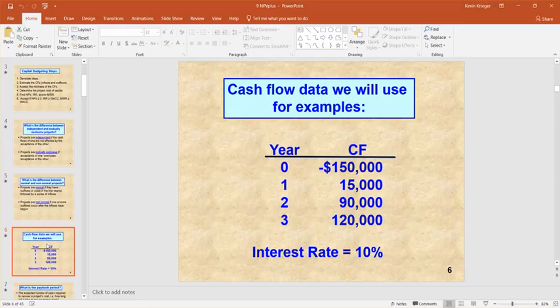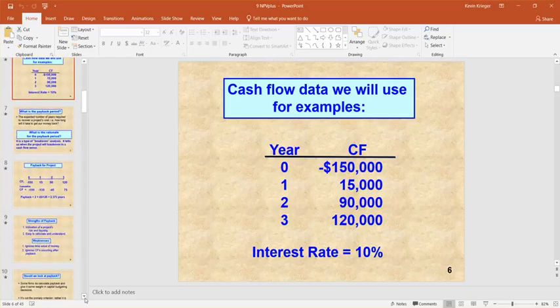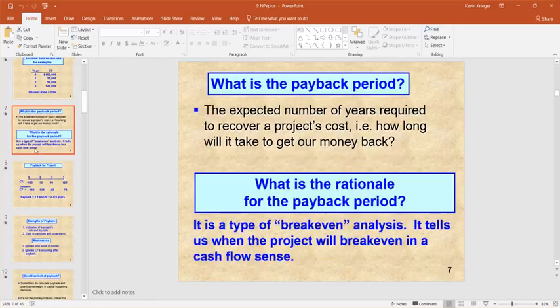And by the way, we're going to have an interest rate of 10%, and we'll start using that here momentarily, really quick. The first kind of analysis we're considering here in this presentation is the payback period. The payback period just answers how long, as the name would imply, does it take a project to pay back for itself? It's a type of break-even analysis. How long does it take to get all your money back, to break even?